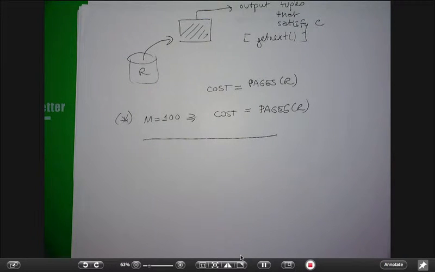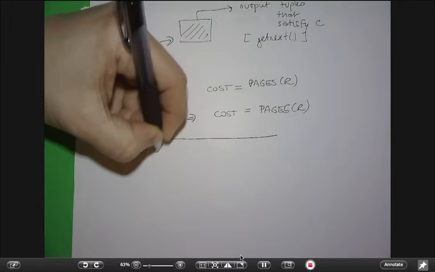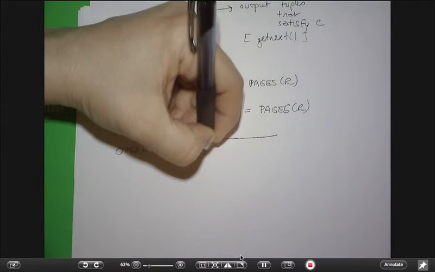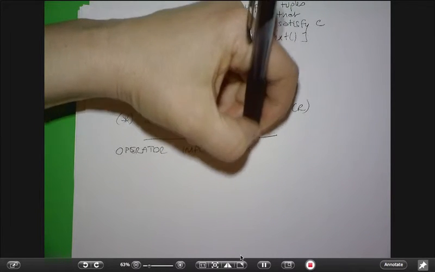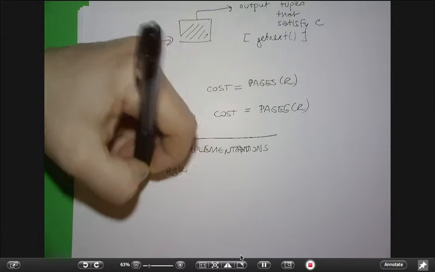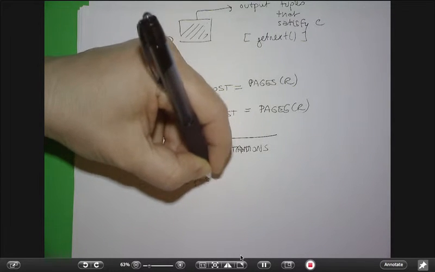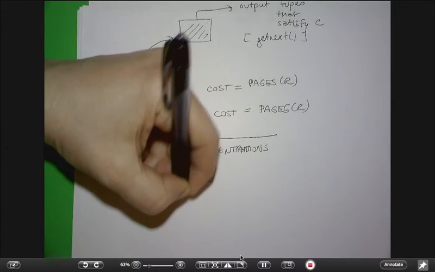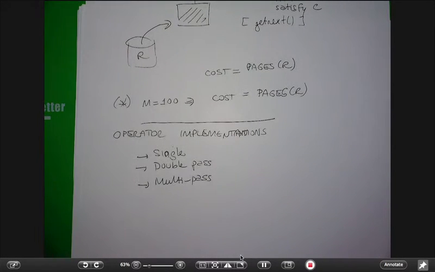So, given this model, we are going to look at many different types of operators, and we are going to look at operator implementations. And we are going to look at single pass, double pass, and multi-pass algorithms.